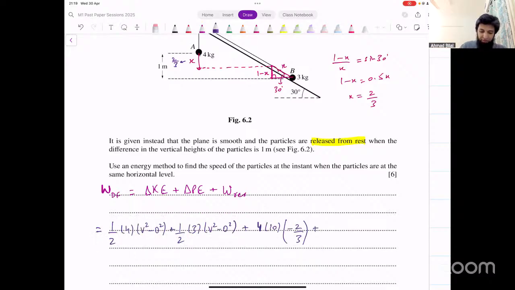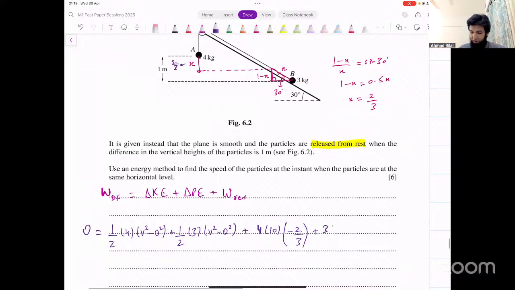On the left side, we've got 0. Mass of B, that is 3 into 10 into change in height for B. B is going up. What's the change in its vertical height? It's 1 minus X. What's the value for this? 1 minus 2 over 3. That is 1 over 3. That's the change in height for B. That's going up by 1 over 3. Plus work done against resistance, there's no resistance because they're saying that the plane is smooth.